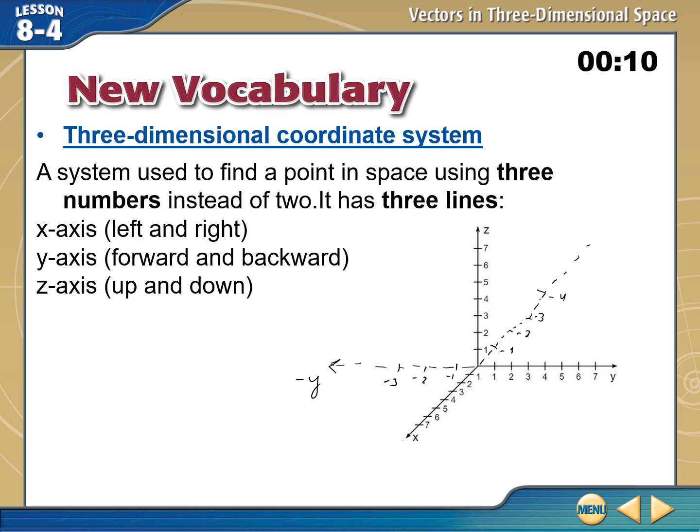And the z-axis is going up and down. On the top, you will have positive numbers, whereas at the bottom you will have negative z. So this is the three-dimensional coordinate plane where the x-axis goes forward, the y-axis goes left and right, and the z-axis goes up and down.